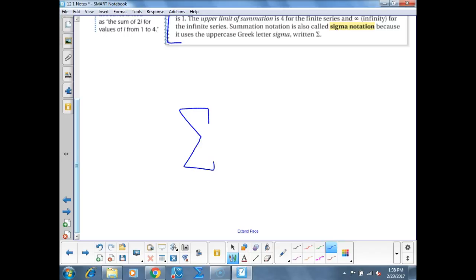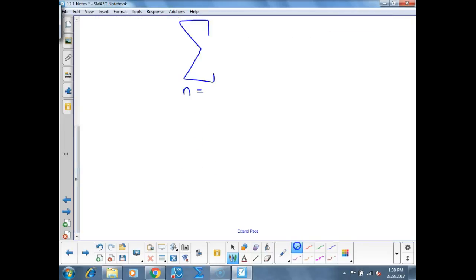So it's for series. Series are sums. Now, in sigma notation, you have a variable. That variable is called the index of summation. All that is the variable that you're using.